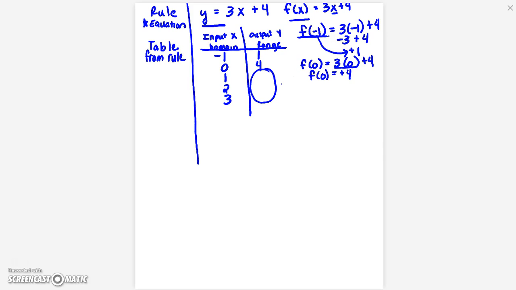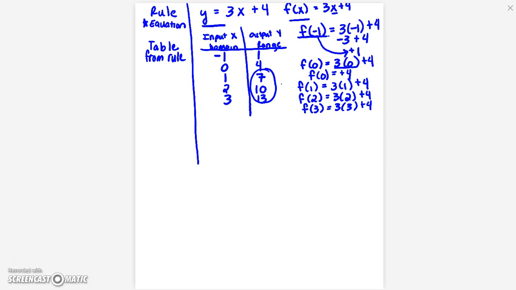Thank you for coming back. Let's just double check and make sure we got the same answer. F of 1 is 3 times 1 plus 4, which is 7. If you input 2, you get 3 times 2 plus 4. 3 times 2 is 6, plus 4 is 10. And if you input 3, f of 3, you get 3 times 3 plus 4. 3 times 3 is 9, plus 4 is 13.